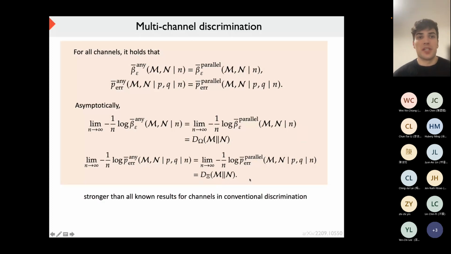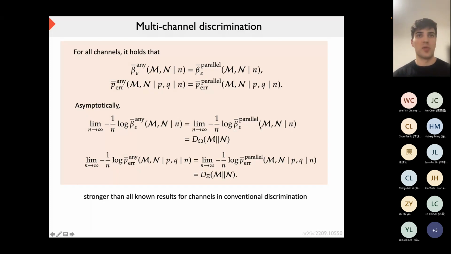Now, this result is much stronger than all known results for channel discrimination in the conventional setting. For conventional discrimination, for any n, there is no such strong equivalence between parallel protocols and more general protocols. For conventional hypothesis testing, for example, you can see that our result doesn't depend on the epsilon. Okay, we can always ignore the epsilon, but for conventional hypothesis testing, we only know what happens when epsilon goes to 0.